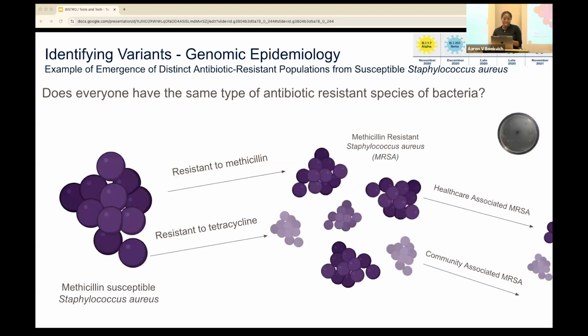And so with a population of antibiotic-resistant bacteria, you can have many combinations and trajectories for phenotypes. Not every organism in a species may react the same to particular treatments. From one methicillin-susceptible Staphylococcus aureus, you can develop resistance to multiple drugs, which will then go into different epidemiological contexts of whether something is clinically associated or community associated.